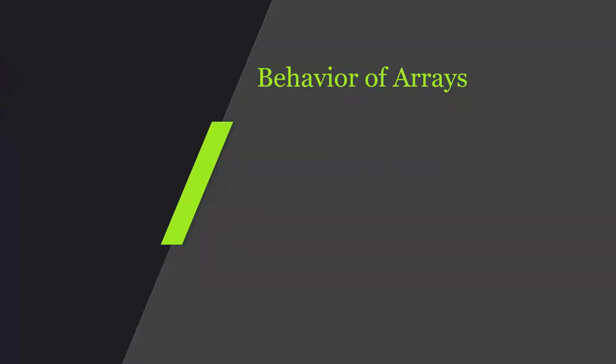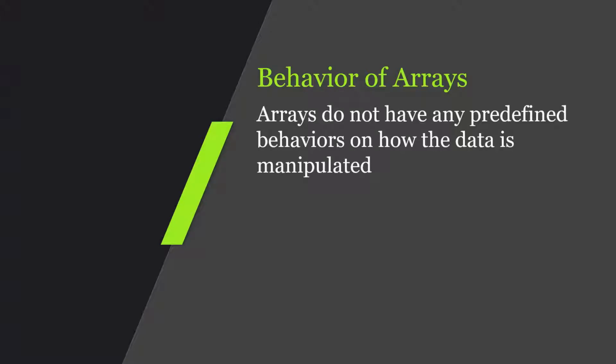Now, in terms of the behaviors of an array, quite frankly, there are no predefined behaviors of the array. There is no ordering to how we can manipulate the data or how we store the data. An array is just a simplistic structure that tells us the data has to be of like type and that it's sequentially stored in memory, and that's it.